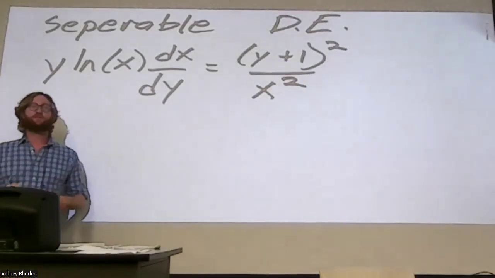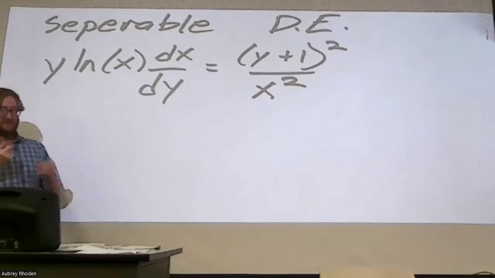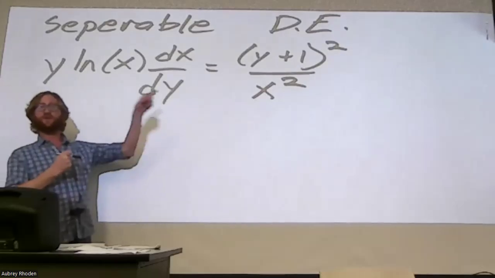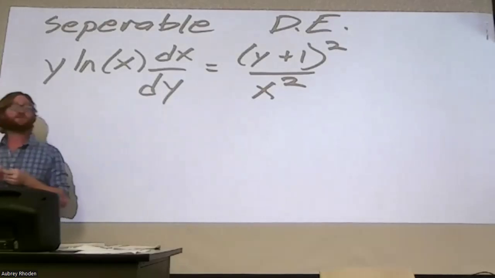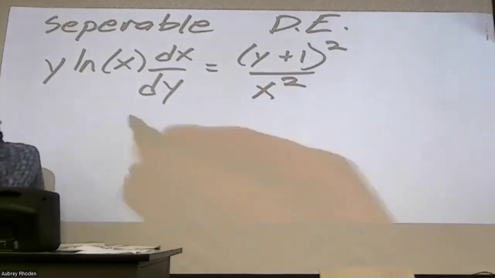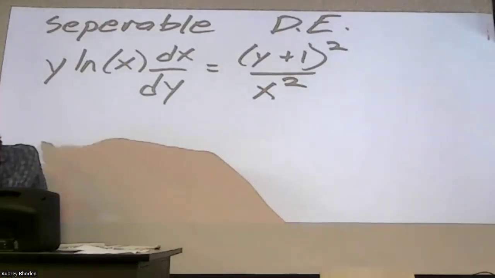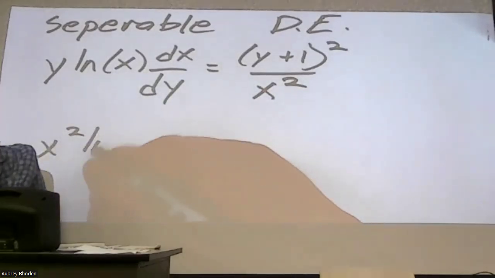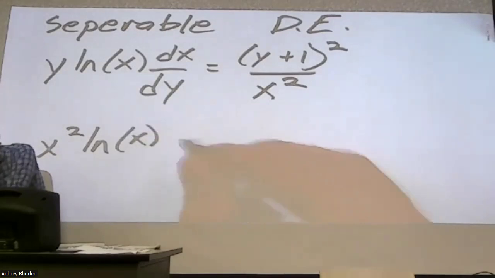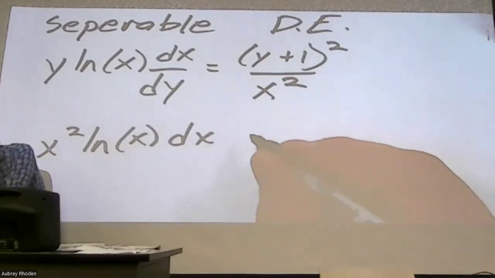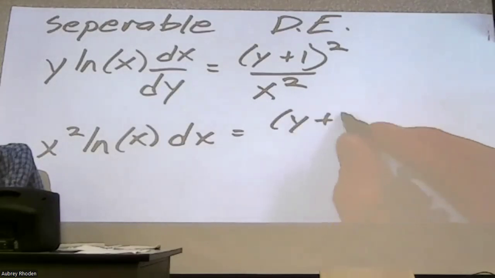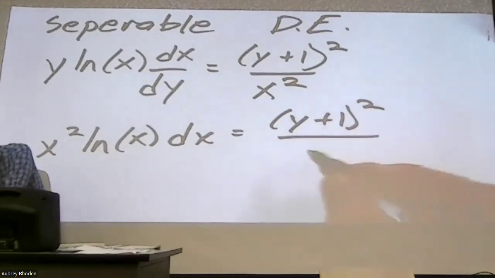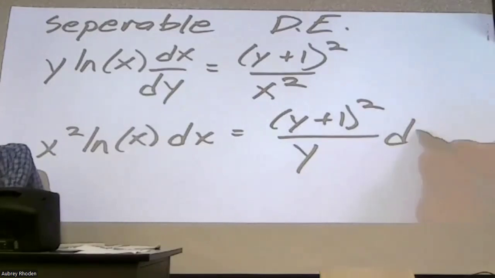Anyway, so what I'm going to do is take the x squared and move it over to this side, and I'm going to divide by y and move the dy over to the other side. Okay, so this thing would turn into x squared ln of x dx, which is going to equal y plus 1 squared divided by y dy.